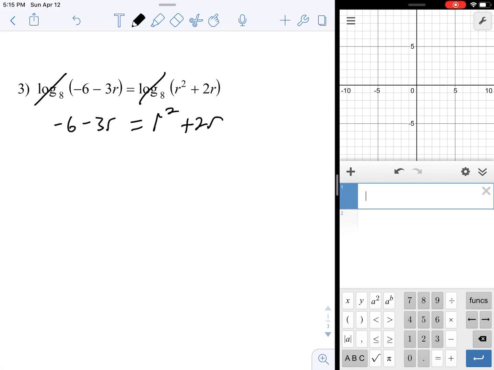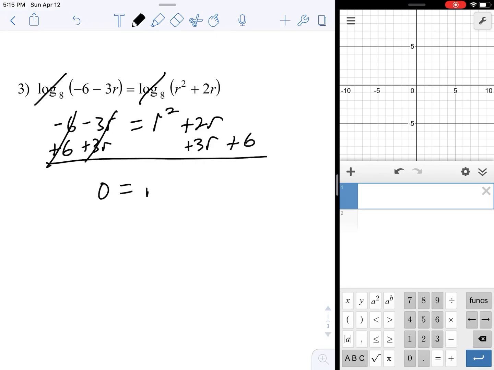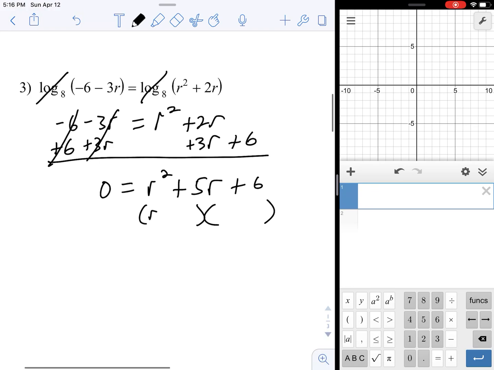We want one side to be 0, so if I add this 3r over here, I've got like terms. I can also take that minus 6 and add 6 to both sides, so that both of these cancel out. I get 0, r squared plus 5r plus 6. Like the last problem, I'm going to go ahead and factor this. And what multiplies to 6 and adds up to 5? I think that's a 3 and a 2. Oh, and both of those would be plus. They multiply to positive 6, they add up to positive 5. Set each one of these factors equal to 0.